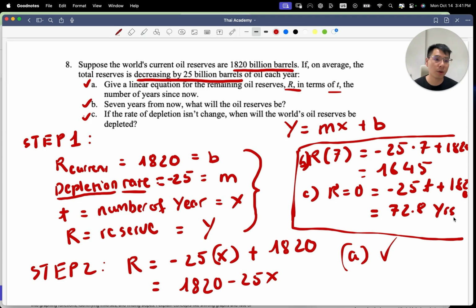So that's how you solve a simple linear equation in applications, okay? So step 1 is to list out all the information. Step 2 is to write the equation. And then step 3 is to plug in the numbers, finding the reserve at certain years, or finding at what year the reserve will be completely depleted.